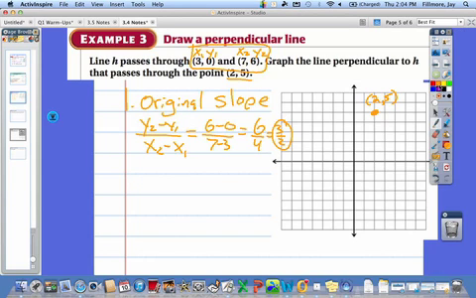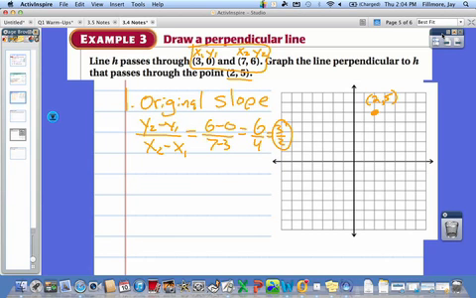But we're looking for the line that's perpendicular to our original line, so we need to find our perpendicular slope. We take the opposite reciprocal. So instead of positive 3 over 2, it's going to be negative 2 over 3. And m, remember, represents slope.